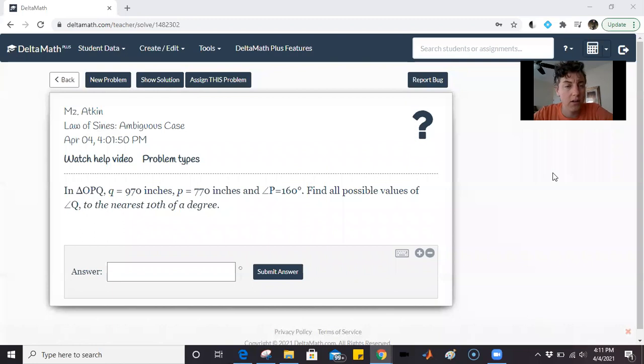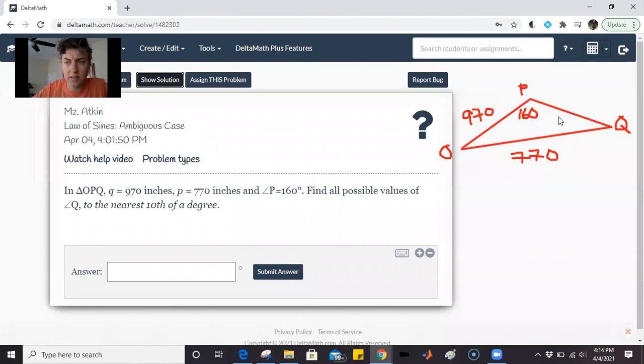This first one says, in triangle OPQ, side Q is 970 inches, P is 770 inches, and angle P is 160 degrees. Find all possible values of Q to the nearest tenth of a degree. So first, I'm going to draw a picture of what's going on here.